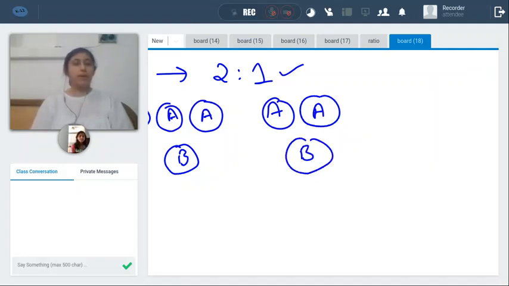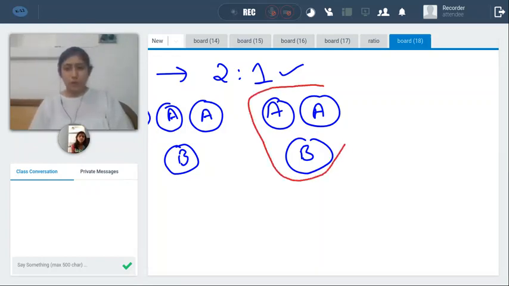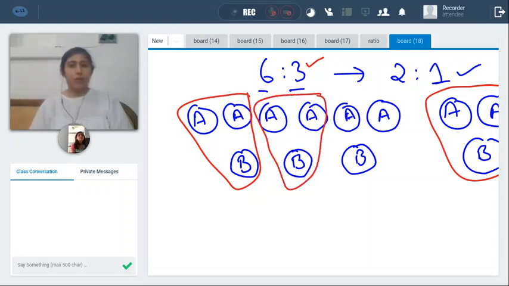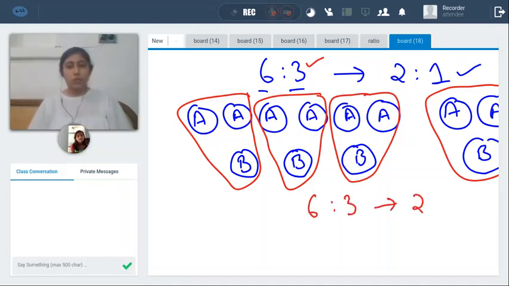Now here, if you see, you have 2 apples for 1 banana for 2:1, right? But if you see 6:3, here also you're following the same pattern. You have 2 apples for 1 banana each. Here also 2 apples for 1 banana, and here also 2 apples for 1 banana. Because they're following the same pattern, you're able to write 6:3 as 2:1. Now you understand it?